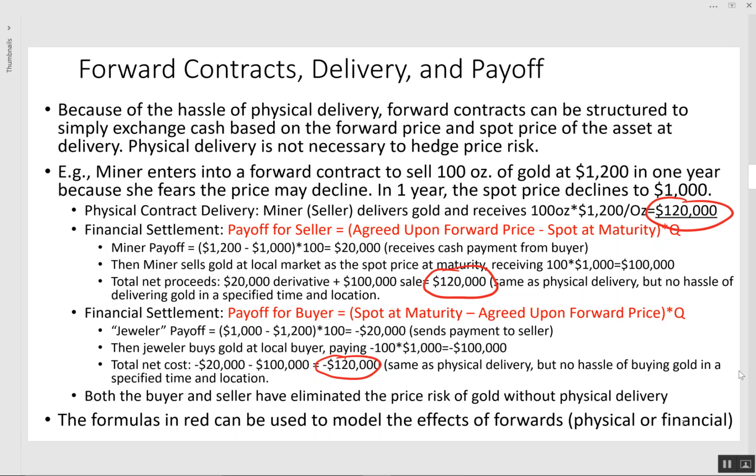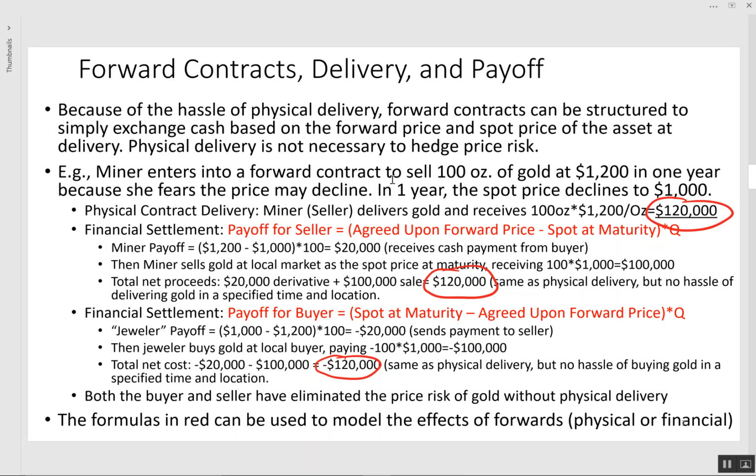So let's talk about this forward contract. What we're going to do is set up a mythical miner here that expects to mine 100 ounces of gold in 1 year. And she enters into a forward contract to sell all her gold for $1,200 an ounce, because she fears the price may decline. So what if she's worried the price may fall to $1,000? So the miner finds a financial institution or any institution that agrees to this contract, where the miner will sell 100 ounces to the counterparty at $1,200 an ounce in 1 year.